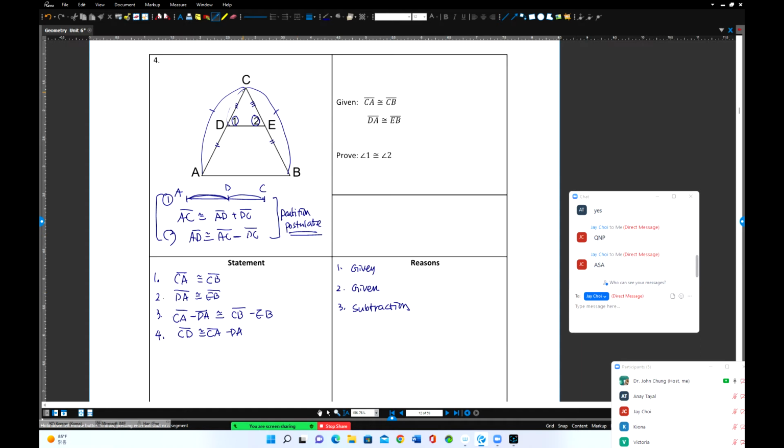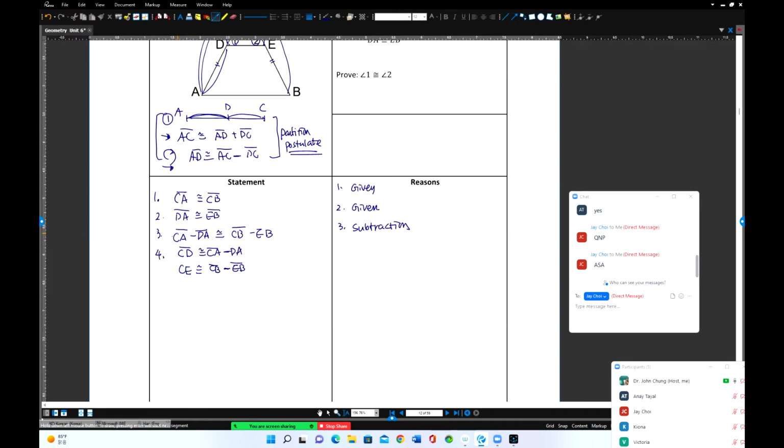CD equals how much? CA minus DA, right? That is partition postulate. Another one over here: CE is congruent to what? CB minus EB, right? That is the partition postulate. You can go this way or the other way. But we know that CA minus DA was CD. You replace this one, okay? So that is a partition postulate.